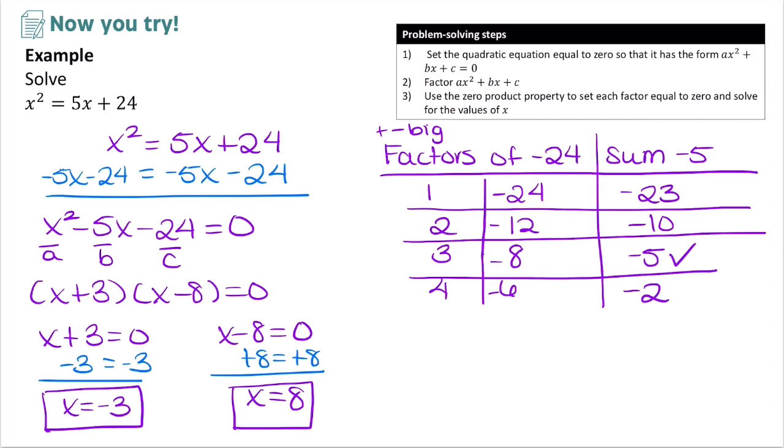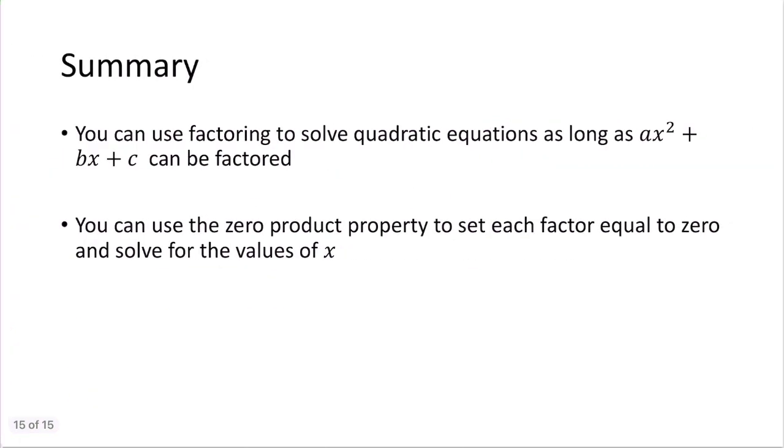The zero product property tells us that we can do now x plus 3 equals 0 or x minus 8 equals 0 to find the solutions. So we get x equals negative 3 and x equals 8. So remember, you can use factoring to solve quadratic equations as long as ax squared plus bx plus c can be factored. You can use the zero product property to set each factor equal to 0 and solve for the values of x.